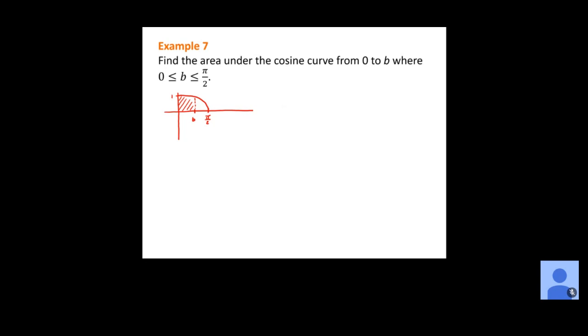All right, so how are we going to set this one up? All right, good. So we're taking the integral. In this case, we want to go from 0 to b because that's our a value and our b value. 0 to b. And then we have our cosine x function. And then don't forget we need the dx just to say that's our independent variable. All right, so what can we do at that point?